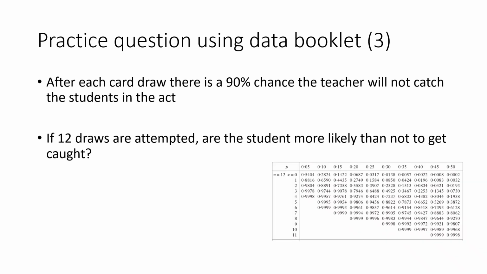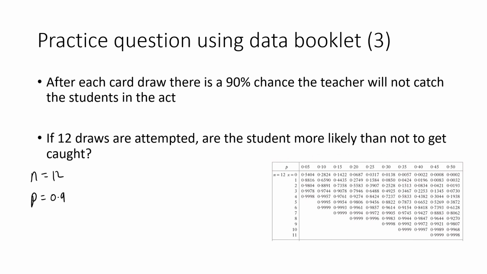Now try this final question. After each card draw, there is a 90% chance the teacher will not catch the students in the act. If 12 draws are attempted, are the students more likely than not to get caught? So here, the number of trials is 12, and P is 0.9. But the thing is, it's not, because if we treat it as 0.9, we can't use this table, and that makes things a bit complicated, and we want to use the table.